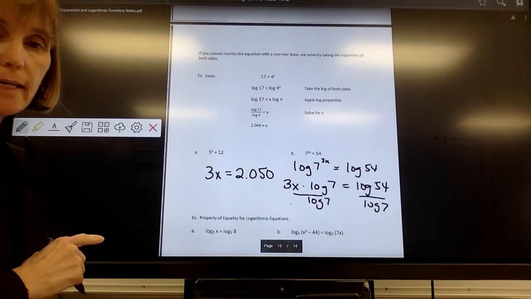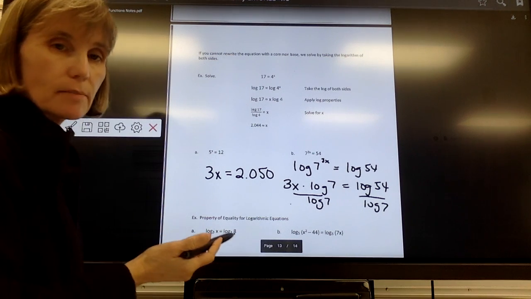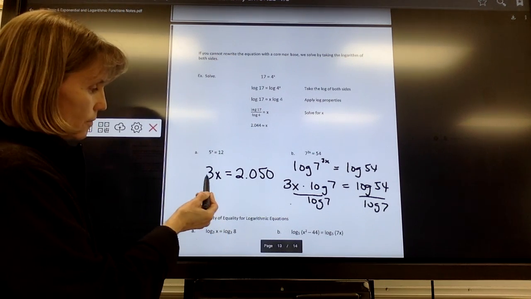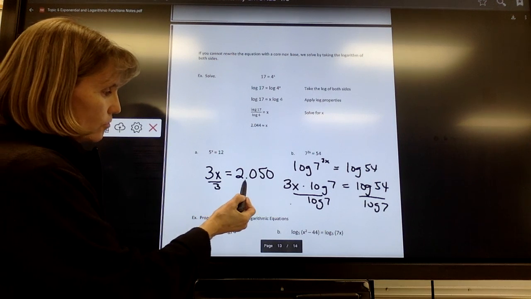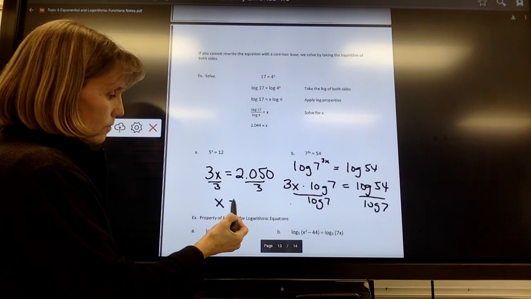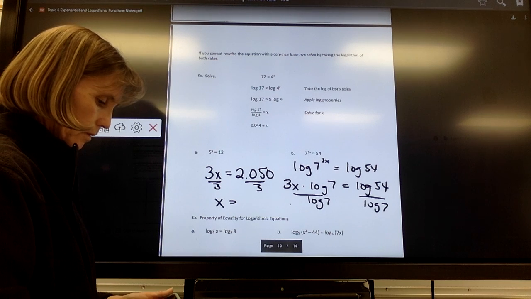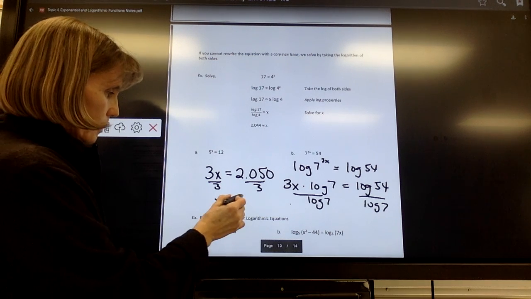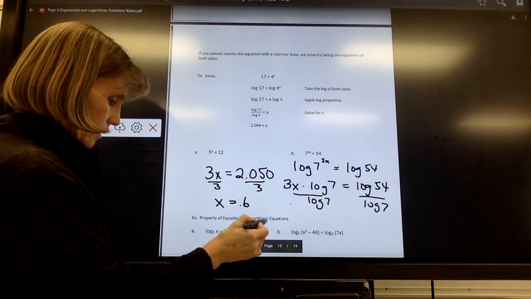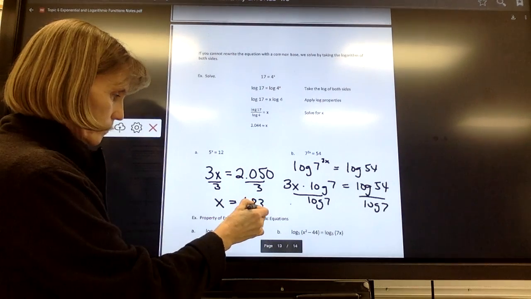Now, we're not quite done yet with this example because we don't have x by itself yet. So there's one more step here. To get x by itself, you would divide by 3. So I'm going to divide by 3, and I get 0.683.